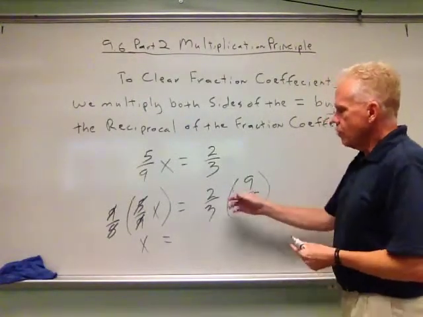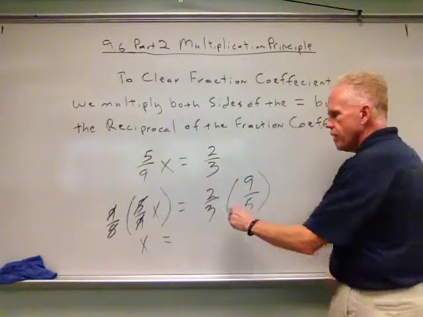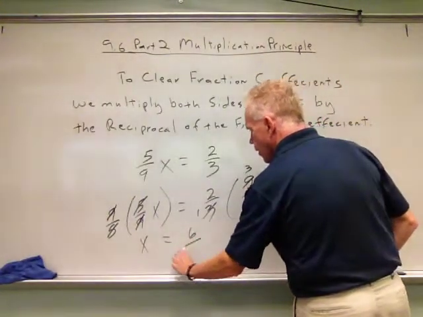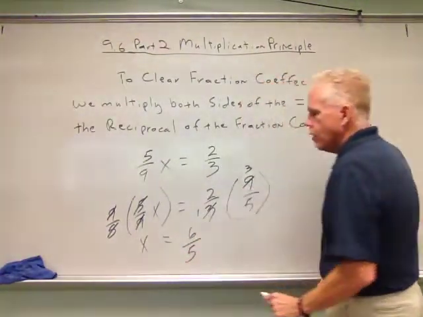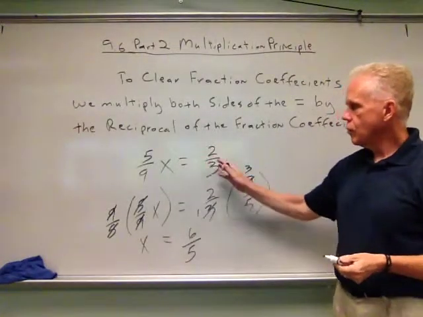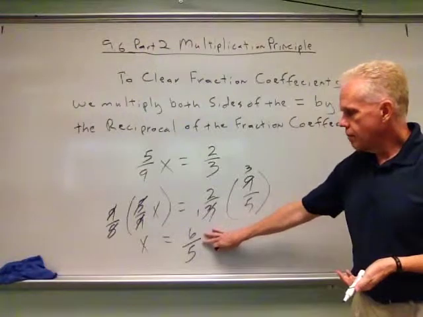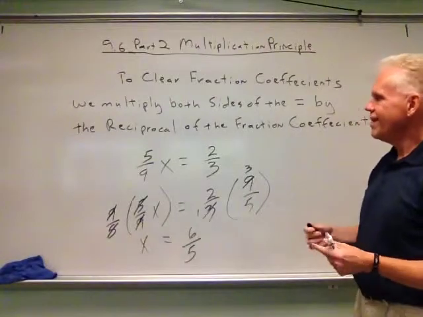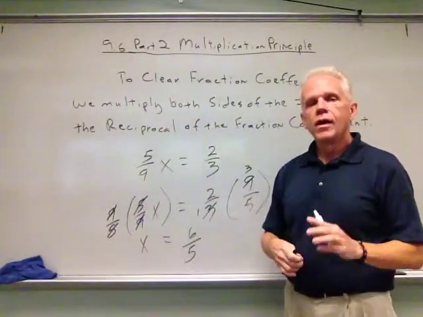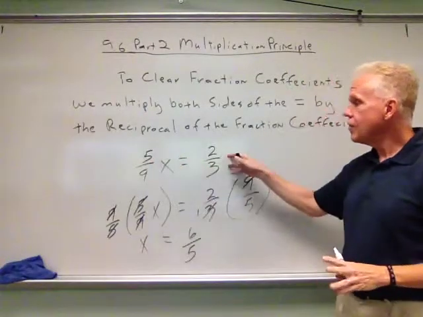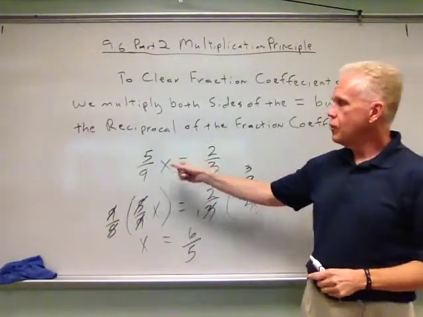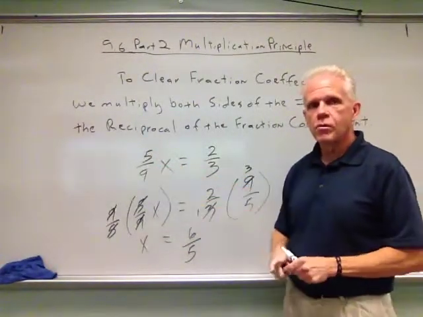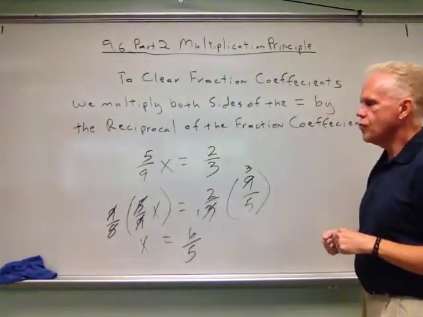Multiplying fractions, remember, we can cross cancel and simplify. 3 goes into 3 one time, 3 goes into 9 3 times, so 2 times 3 is 6, 1 times 5 is 5. So the solution to this equation, 5/9 x equals 2/3, is x equals 6/5. I did that by multiplying by the reciprocal of 5/9, and not the reciprocal of 2/3. I wanted to do the reciprocal of the coefficient, the one that's on the x. That's the important one to try to clear out.